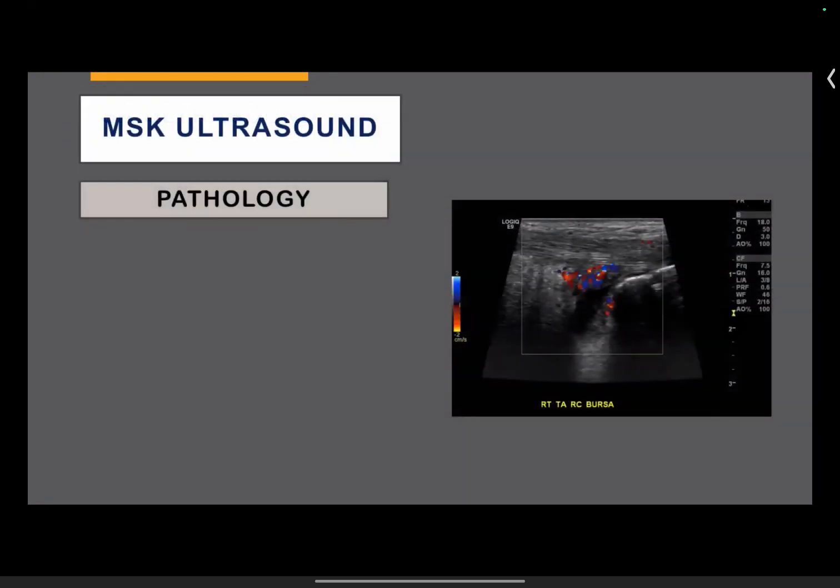But for me, when it comes to MSK ultrasound, when I look for pathology, there are three things. One is, if it's a structure, I know how it looks. Does it look the same? Has the echotexture changed, particularly in the tendon? With a tendon, if I can't see fibrillar echotexture, or it's a bit fuzzy, or it's really black and dark, then I know this is not normal. So one is deranged echotexture.